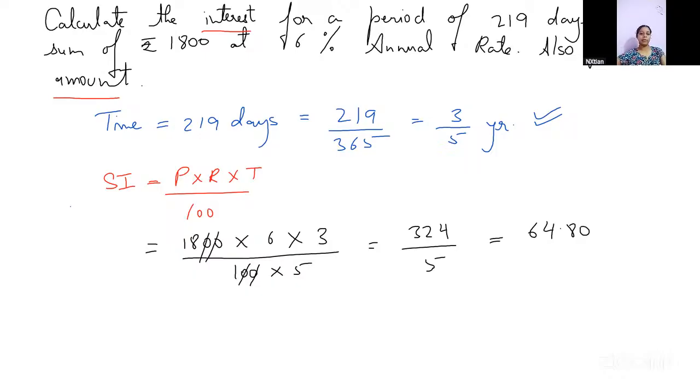64.8 or 64.80. Now find out the amount. Yesterday I taught you how to find out the amount. Who's going to tell me the amount formula? Amount is equals to principal plus interest. Joshua, find out the amount and tell me how much will be the amount. Add principal and interest and find out the amount and tell me.